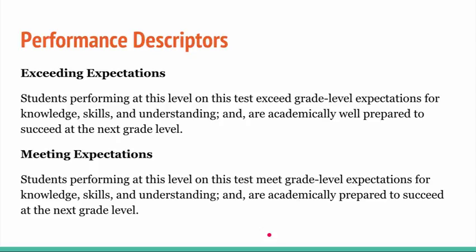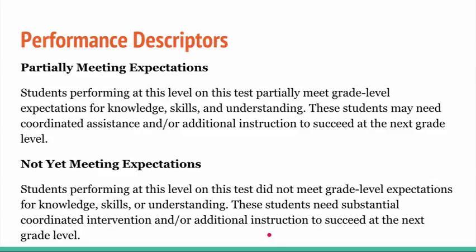So these are the first 2. You'll have exceeding and meeting. I prefer those as opposed to advanced and proficient, but if you wanted to have a correlation, that's kind of what it would be. They give a nice little verbal description. And the next 2 are partially meeting and not yet met standards, which sounds a heck of a lot better than warning or failing.